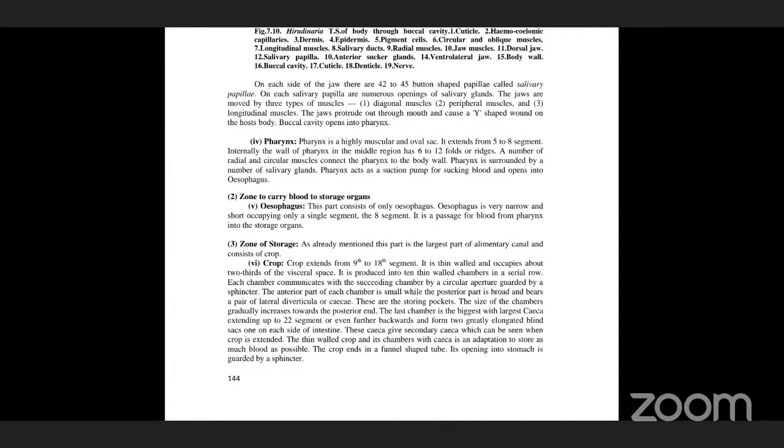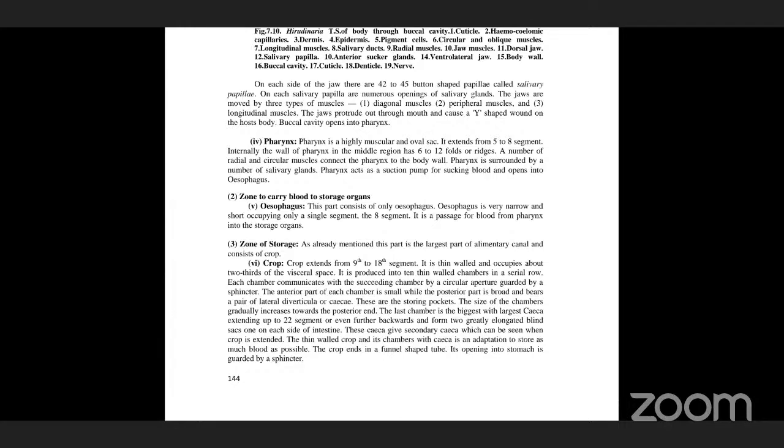The esophagus is the zone that carries the blood to the storage organs. It is narrow and short, occupying the eighth segment. It passes the blood from the pharynx to the storage organ. Then the zone of storage. As I already told you, the crop is the storage part where it will store the blood. The crop extends from the 9th to the 18th segment.